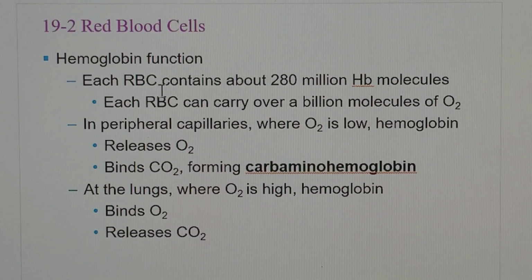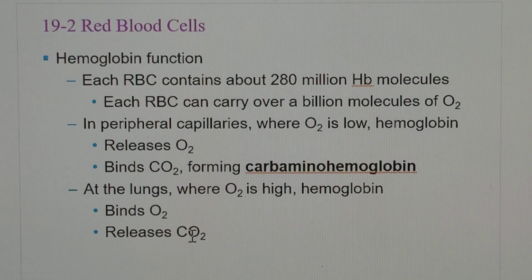Hemoglobin function. Each red blood cell contains about 280 million hemoglobin molecules. Each red blood cell can carry over 1 billion molecules of O2. In peripheral capillaries, where O2 is low, hemoglobin releases O2 and binds CO2, forming carbaminohemoglobin. At the lungs, where O2 is high, hemoglobin binds O2 and releases CO2. Oxygen and carbon dioxide.